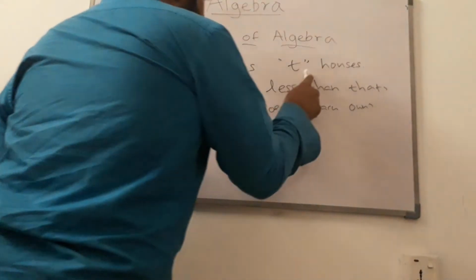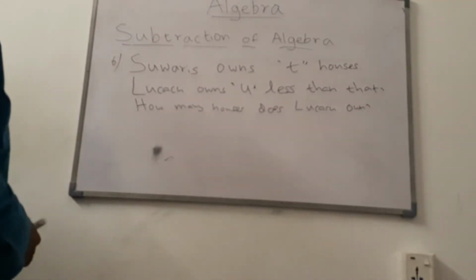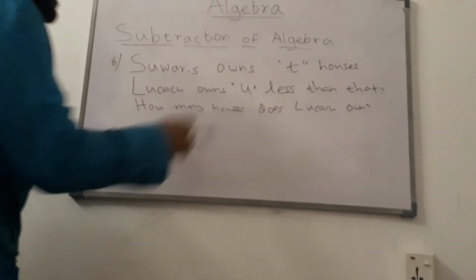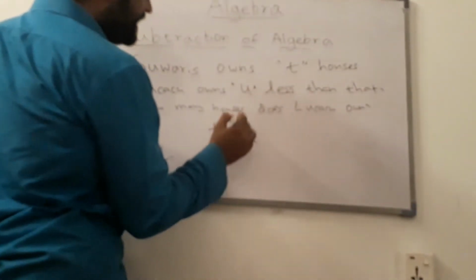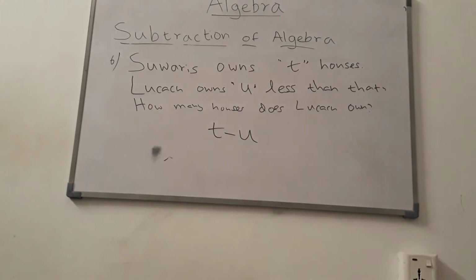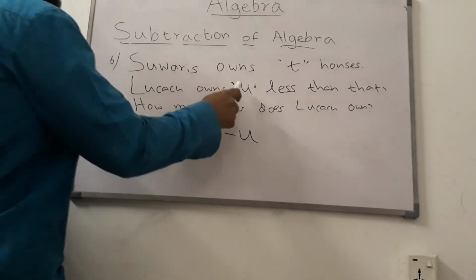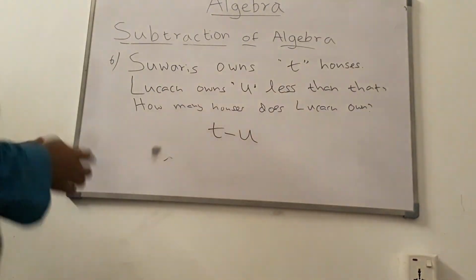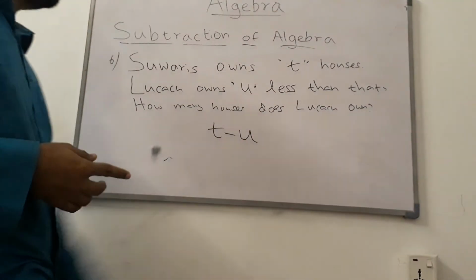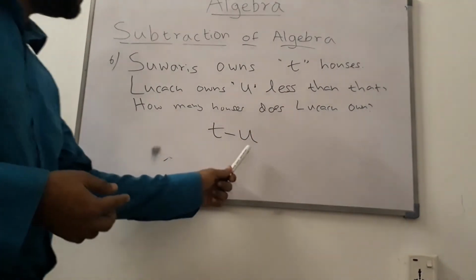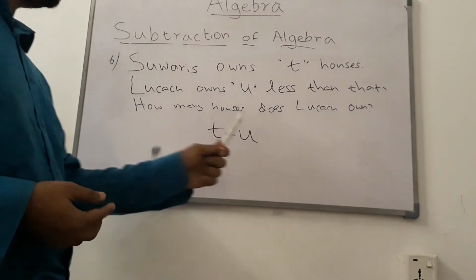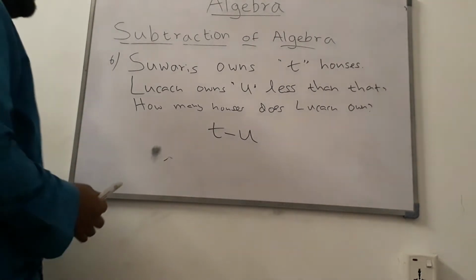Now here, both these terms are different from each other. One is a t term and the other is a u term. And Lukaku owns u less than t, which means you have to subtract u from t. Suarez owns t houses, Lukaku owns u less than that. u less means you have to subtract u from t. But more than that we can't carry on. Why? Because one is a t term and the other is a u term. So we can't simplify further.